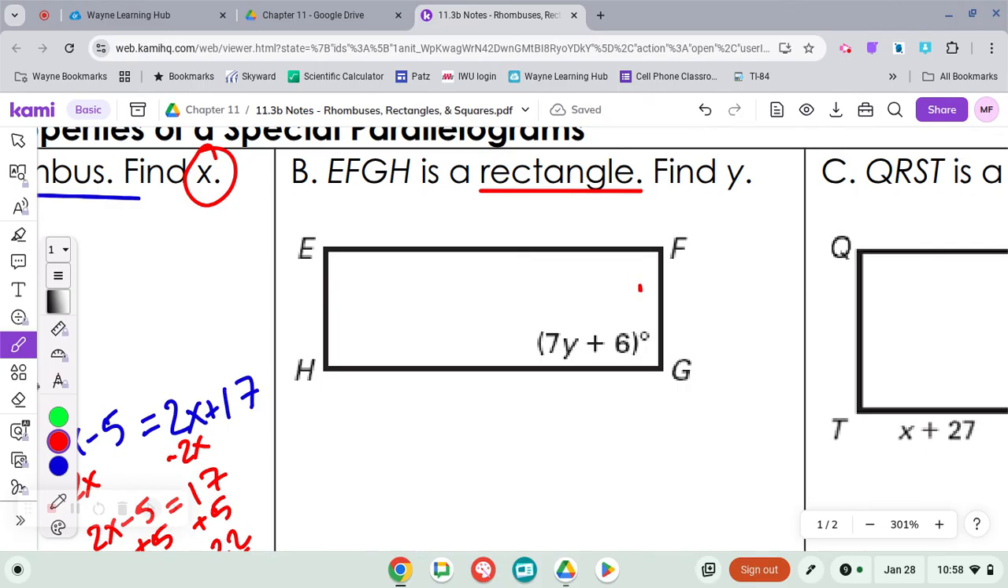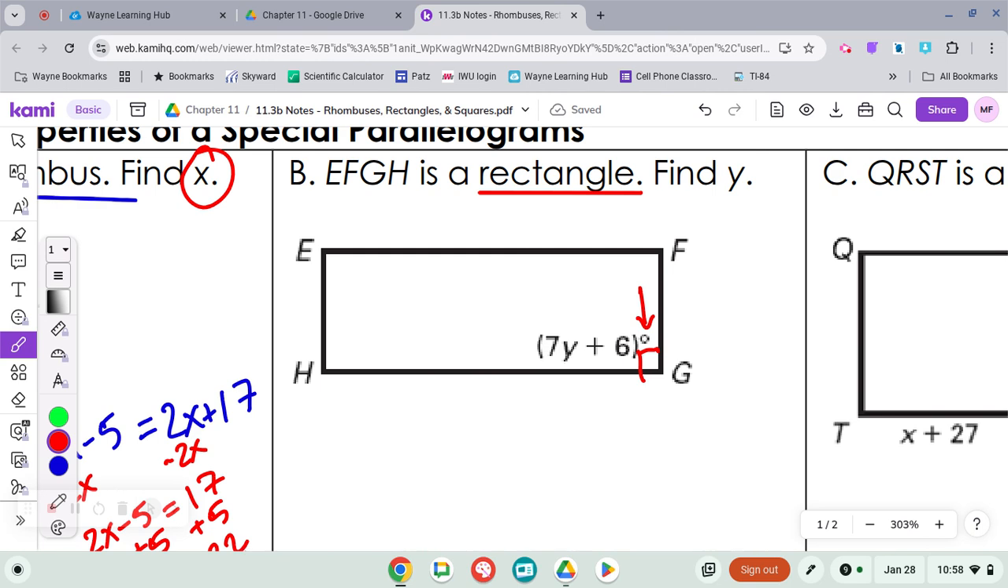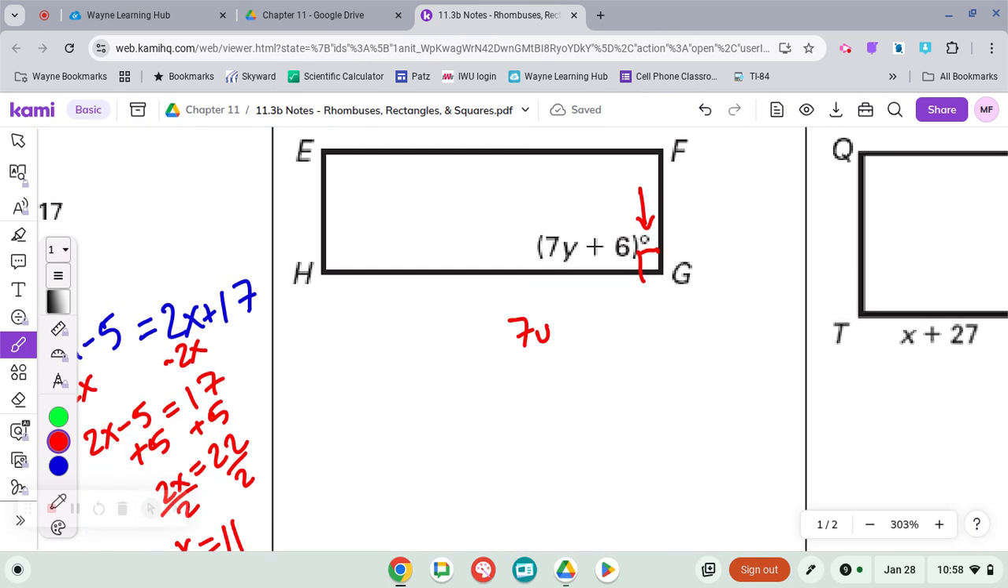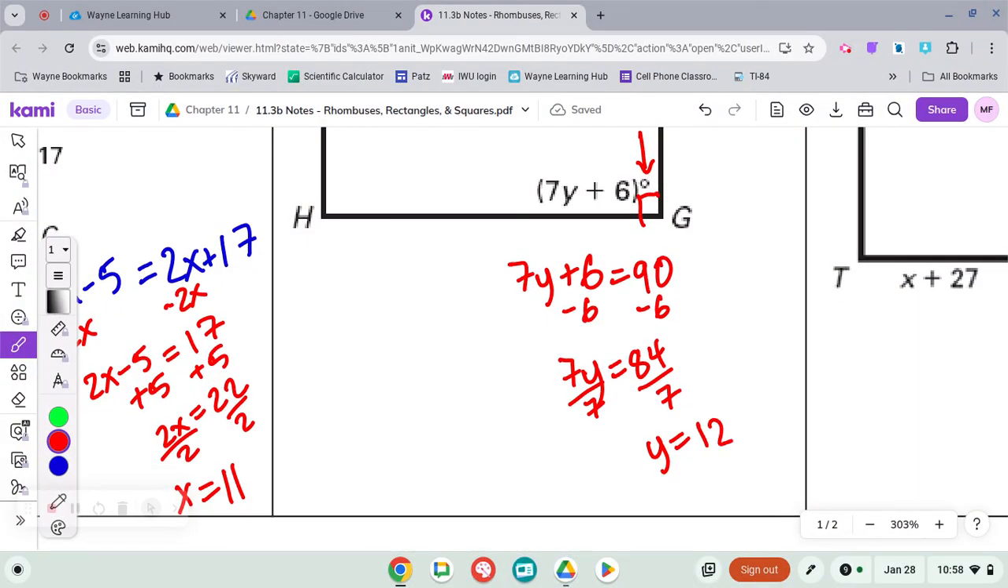What helps me here, right here, you see that angle, because it's in degrees, we know it's an angle, and I know that angle will be 90 degrees. So I can do 7y plus 6, set that equal to 90, and now it's just Algebra 1 time again. So 7y equals 84. Divide by 7, divide by 7. That means y will end up equaling 12. Once again, check, did you figure out what you needed to? And this time it asked for y, so we did figure out our answer.